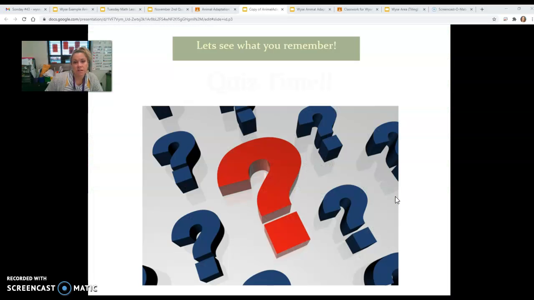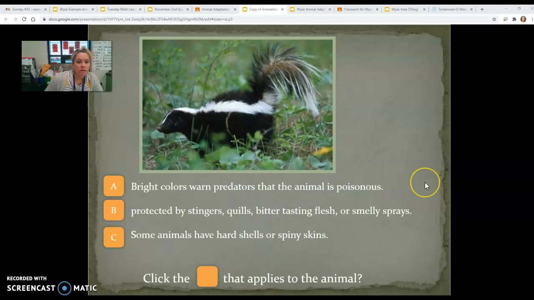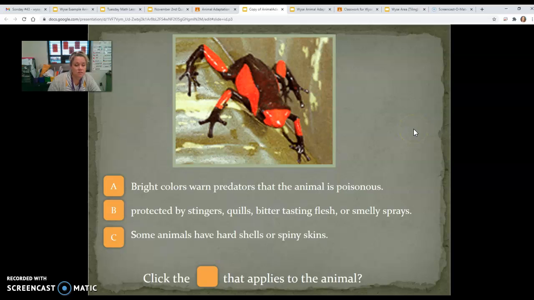So cute. So let's see what you remember. It's quiz time. All right, so we are going to click the one that applies to this animal. This skunk, is he adapting by bright colors warning predators that he's poisonous? Protected by stingers, quills, bitter-tasting flesh, or smelly sprays? Or does he have a hard shell and spiny skin? I'll give you a second to think about it. If you said B, smelly sprays, you are correct.